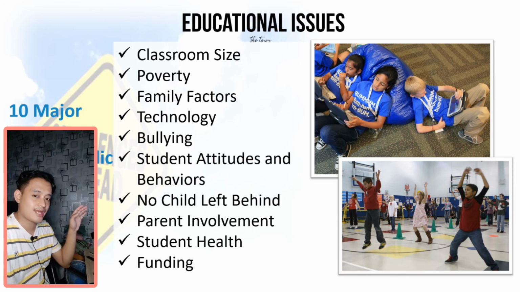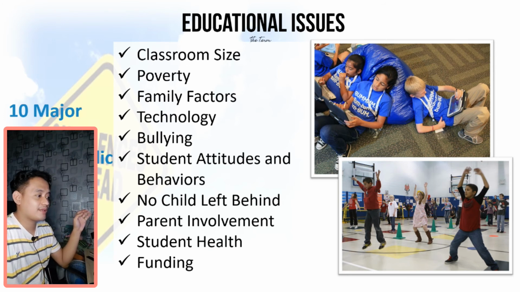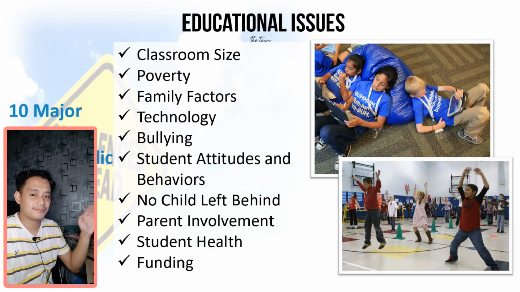We have the classroom size, poverty among the public school students. This is really one of the most prominent. Family factors, sometimes you wonder why the student does not come to school, and it turns out he is being beaten at home, or he has no allowance for food. And then technology, bullying, student attitudes and behaviors, no child is left behind.